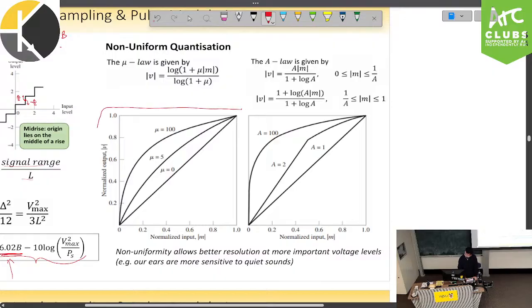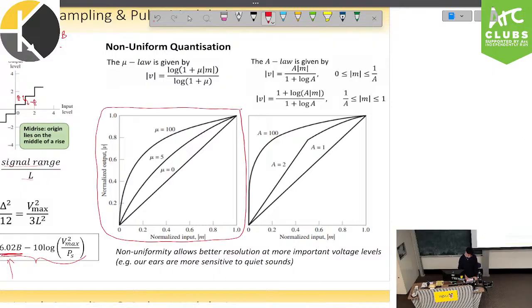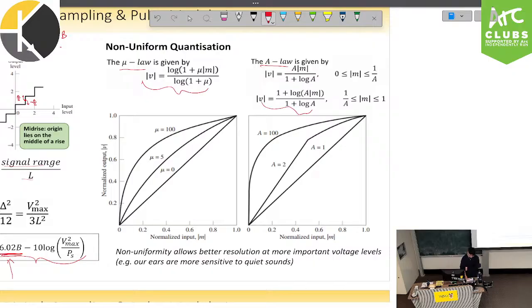To do this, we've come up with two different forms of non-uniform quantization. These are basically different laws that are used in different countries around the world. The first one being mu law, and the second one being A law. The formulas are given here. But they do have the main similarity, which is when we increase our factor, we end up with a larger warping of this quantization. We become more and more non-uniform.